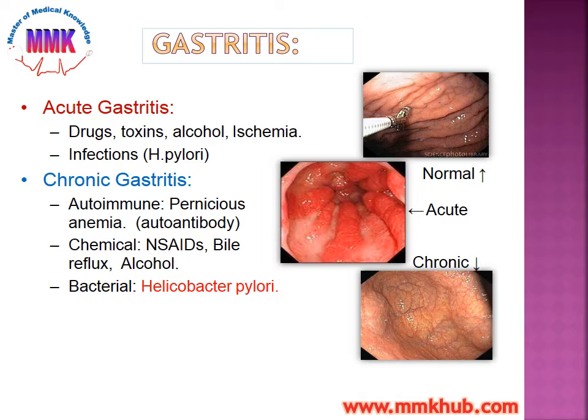Etiology of the gastritis. Acute gastritis is caused by the drugs, toxins, alcohol ingestion, ischemia, or the infections due to the Helicobacter pylori, while the chronic gastritis can be due to the autoimmune process due to the autoantibody formation leading to the pernicious anemia, while it can be due to the chemicals ingestion, for example, the non-steroidal anti-inflammatory drugs, bile reflux, or the alcohol intake, and the bacterial infection with the Helicobacter pylori.